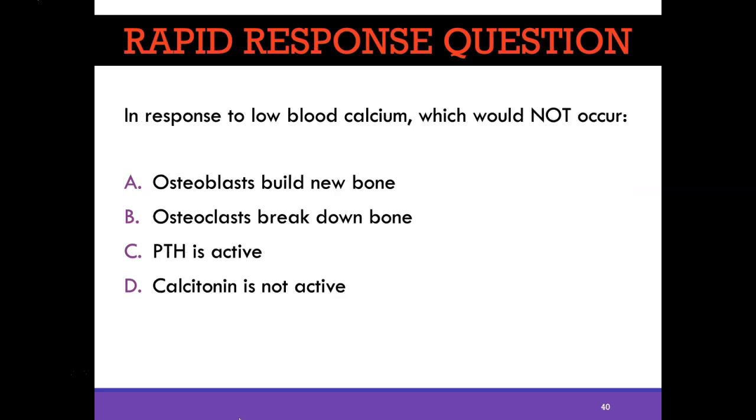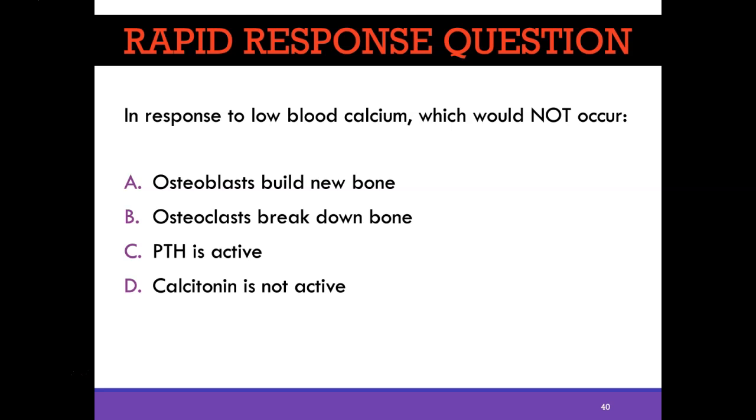In response to low blood calcium, which would not occur? So pause here and try to use process of elimination for this one. So the answer is A. In response to low blood calcium, osteoblasts would not build new bone. Right? There's not enough calcium in the blood to begin with to even build new bone.